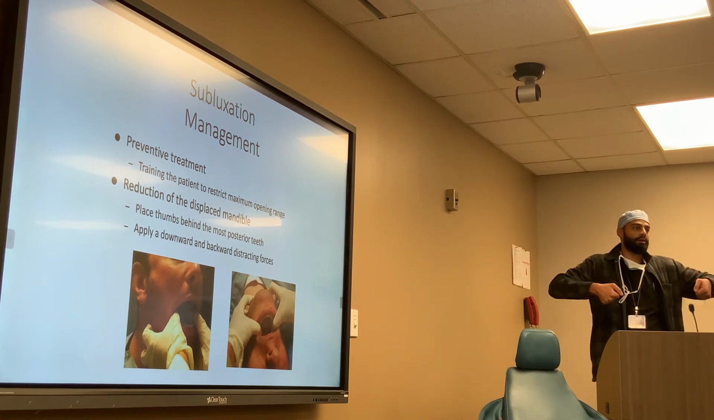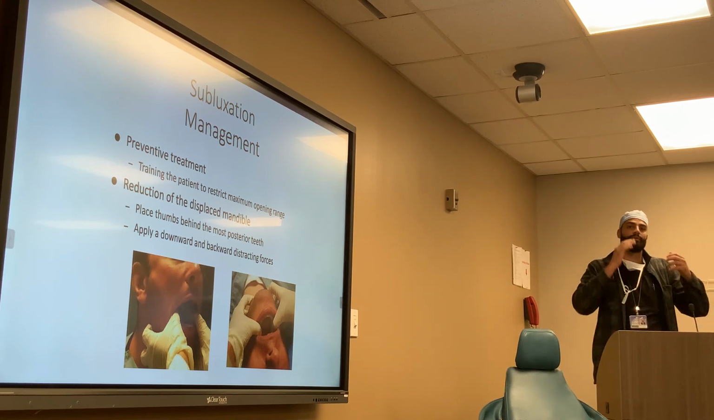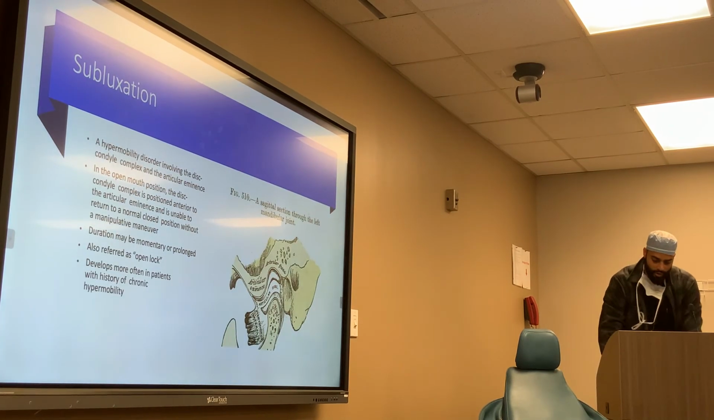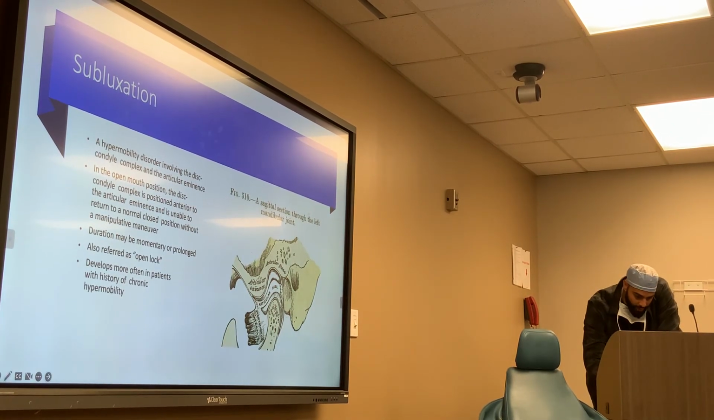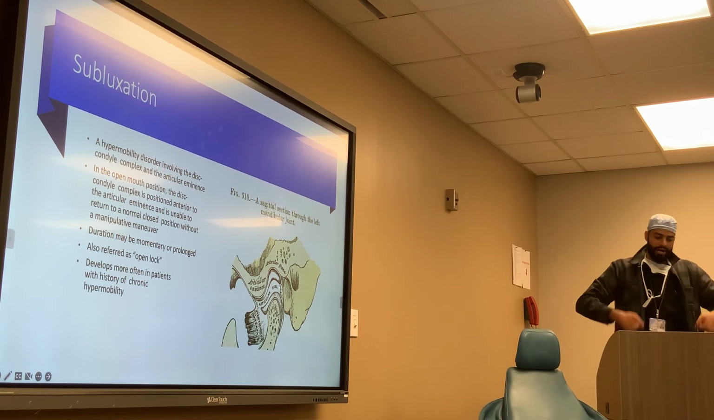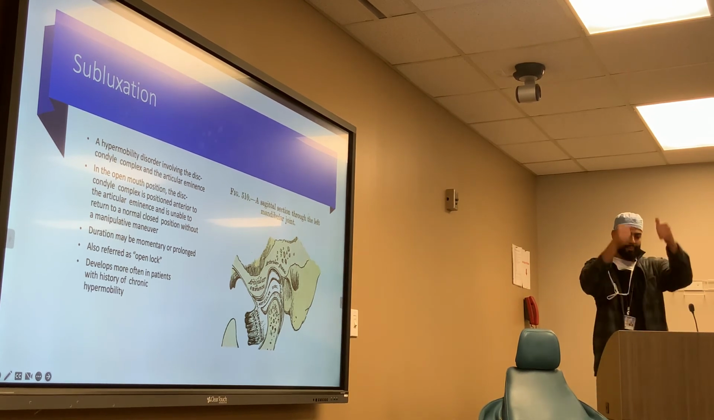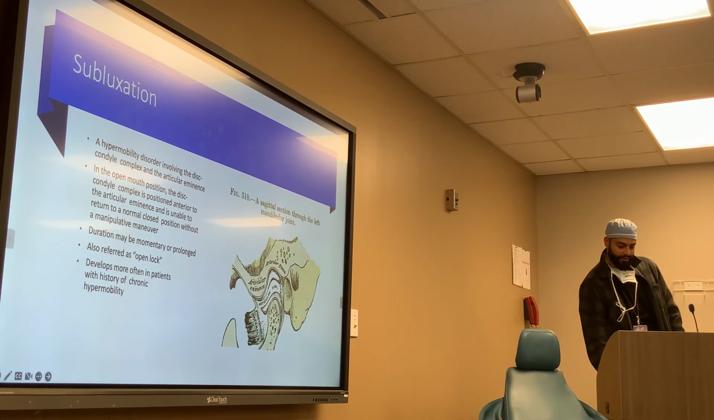Why are we pushing down? To get the disc condyle complex to go past that bony protrusion, which we said is the articular eminence, right? So if you go over here, imagine this whole thing is anterior to this area right here. You want to push down, that way you're bringing this part lower than the eminence, and then you can bring it backwards to get it back into the fossa.